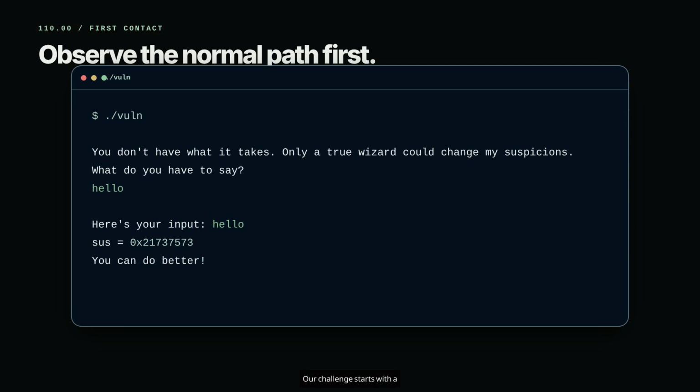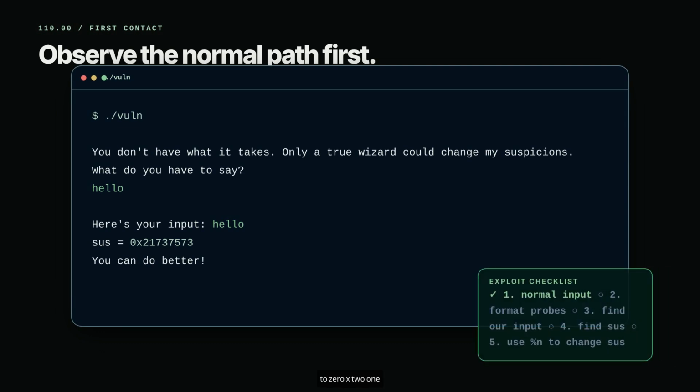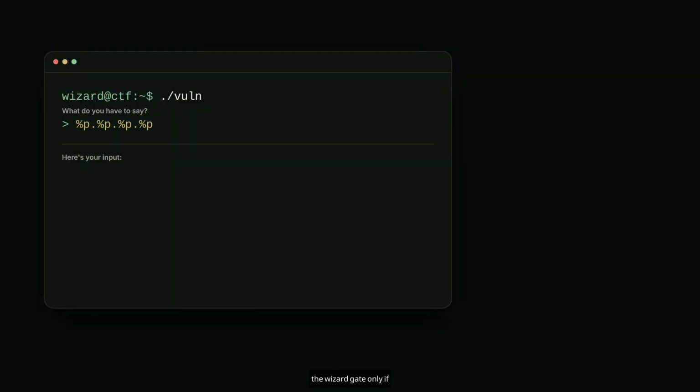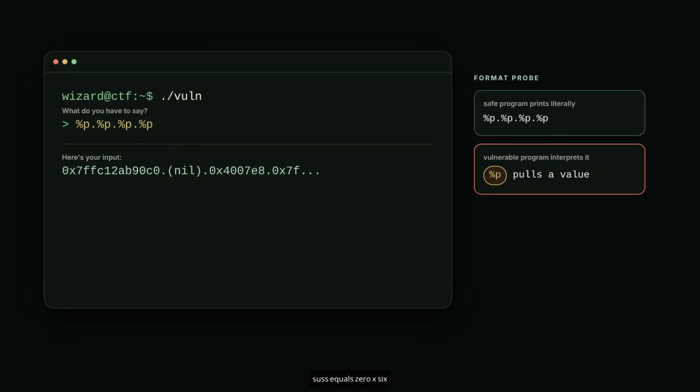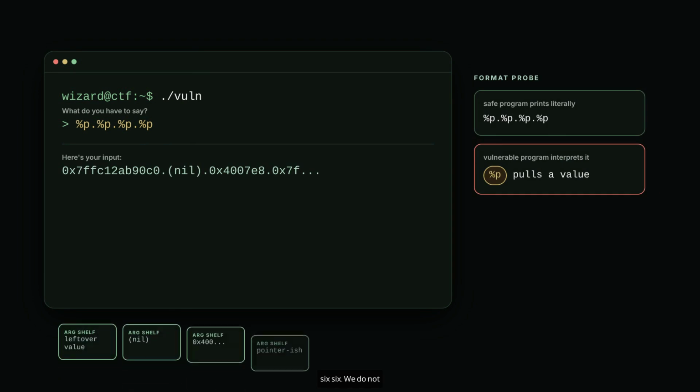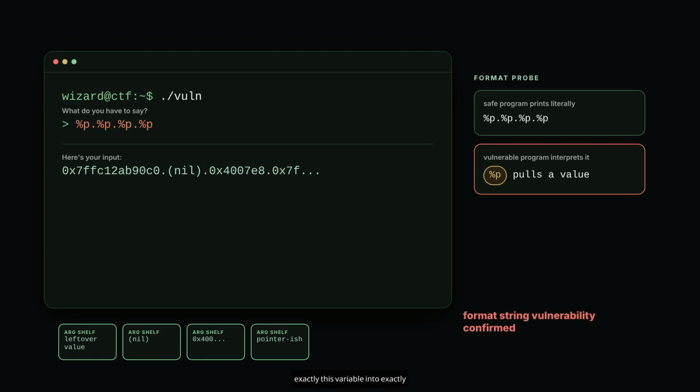Our challenge starts with a global variable named sus equal to 0x21737573. It reads a word into buff, prints a fixed label safely, and then calls printf(buff). Finally, it opens the wizard gate only if sus equals 0x67616C66. We do not need to smash the whole program. We only need to change exactly that value into exactly that value.